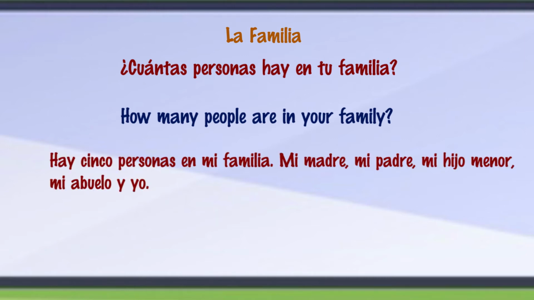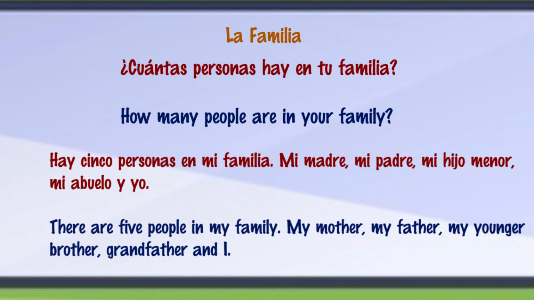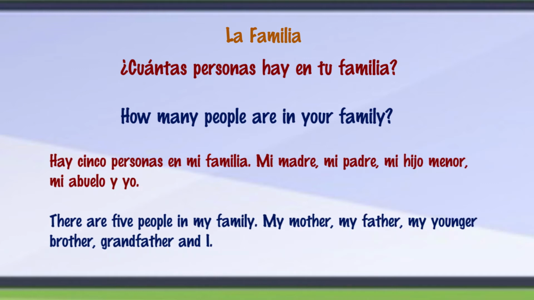Hay 5 personas en mi familia. Mi padre, mi madre, mi hijo menor, mi abuelo, y yo. So there are 5 people in my family. My mother, my father, my younger brother, my grandfather, and I. 5 people. So that's the translation. Hay 5 personas en mi familia. Mi madre, mi padre, mi hijo menor, mi abuelo, y yo.